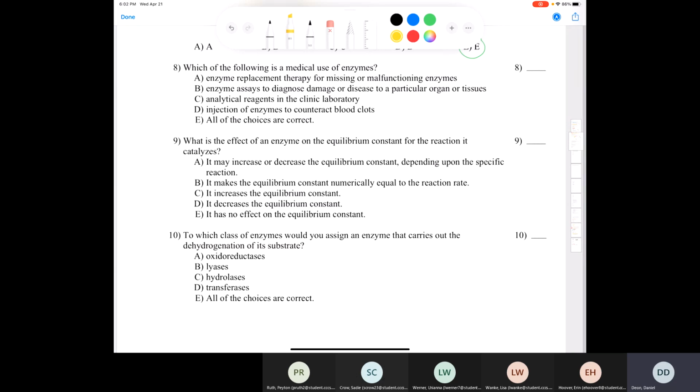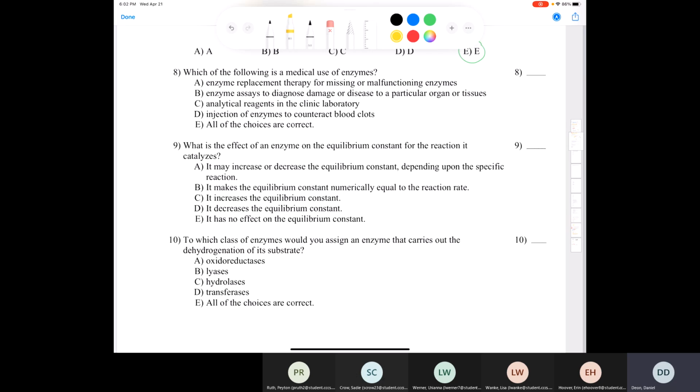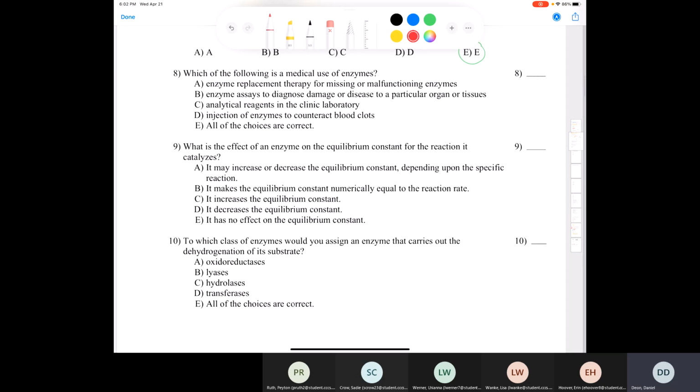Anyhow, question number 8. Which of the following is a medical use of enzymes? There's a short section in our textbooks which deals with medical uses of enzymes. Enzyme replacement therapy for missing or malfunctioning enzymes, absolutely. Yes. An enzyme to diagnose damaged tissue or disease in a particular organ, absolutely. Analytical reagents, yes. Injection of enzymes to counteract blood clots, absolutely.